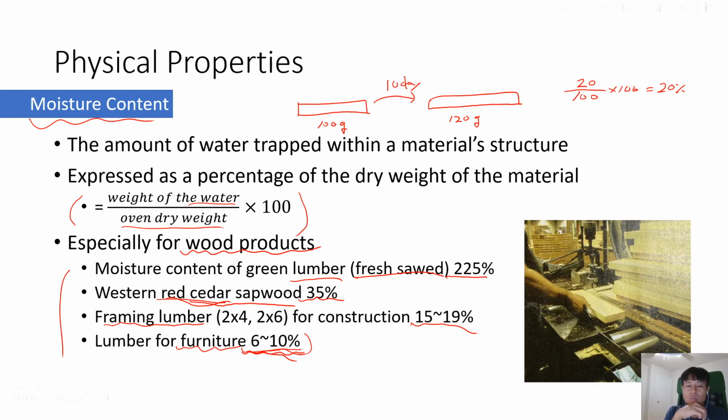What will be the requirement of furniture? They should last, and there should be less modification by temperature or moisture, right? That means high resistance to moisture. So that's why lumber for furniture needs a lower moisture content.